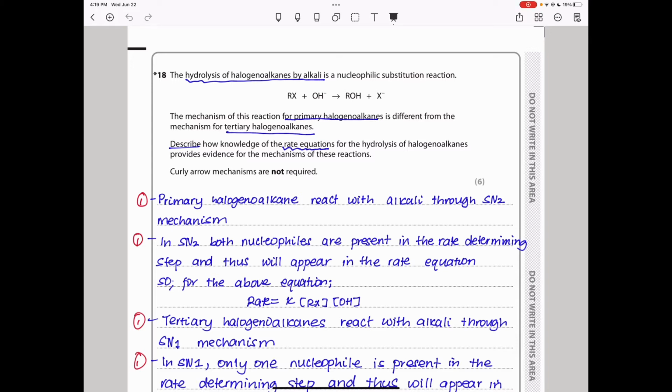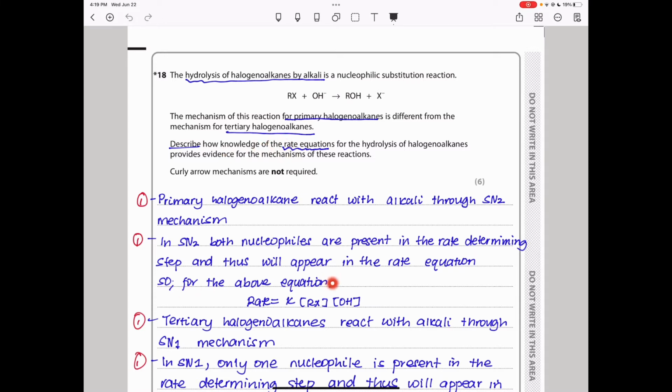So the first part you have to talk about, of course, I said primary halogenoalkanes react with alkali through SN2 mechanism. In SN2 mechanism, both nucleophiles will be present in the rate determining step, meaning it is in one step, when one nucleophile is coming in, another nucleophile is leaving. So it will leave you with a transition state. So in SN2, both are going to be present in the rate determining step, and they will appear in the rate equation. Remember, they want us to refer to the rate equations.